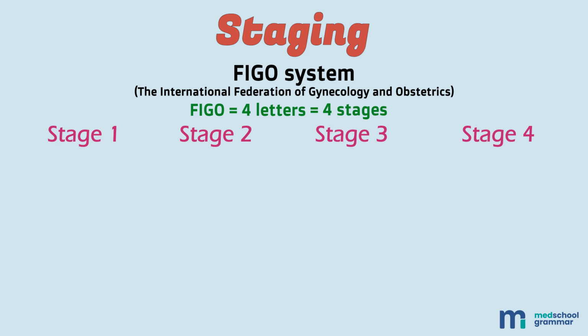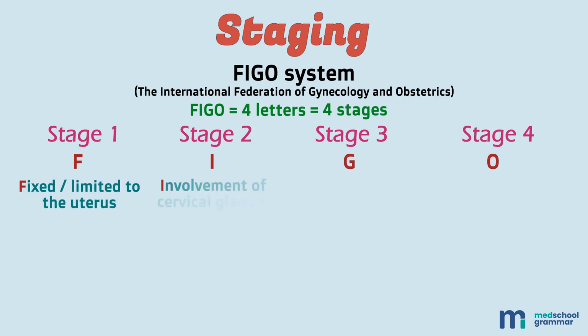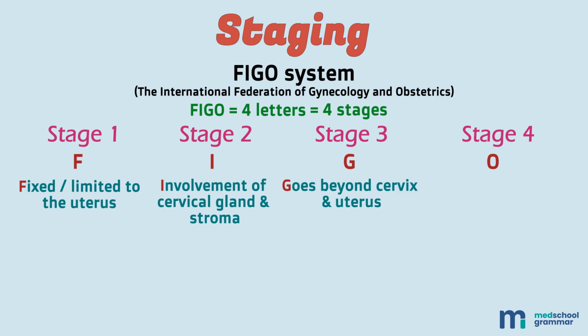The description of these stages can also be remembered by the word FIGO. F stands for fixed or limited to the uterus. I stands for involvement of cervical gland and stroma. G stands for goes beyond cervix and uterus. And O stands for other organs are involved, that is metastasis.